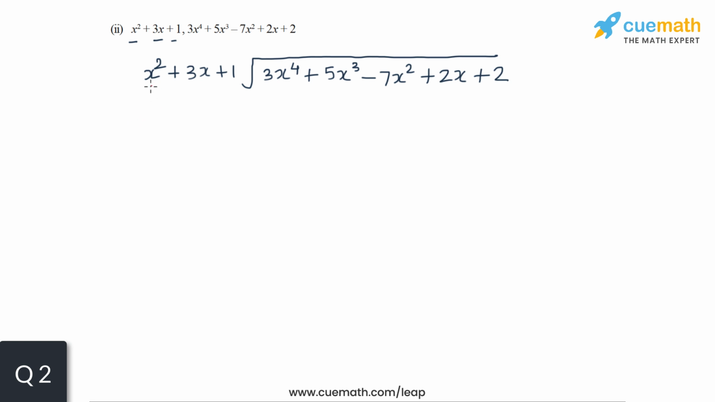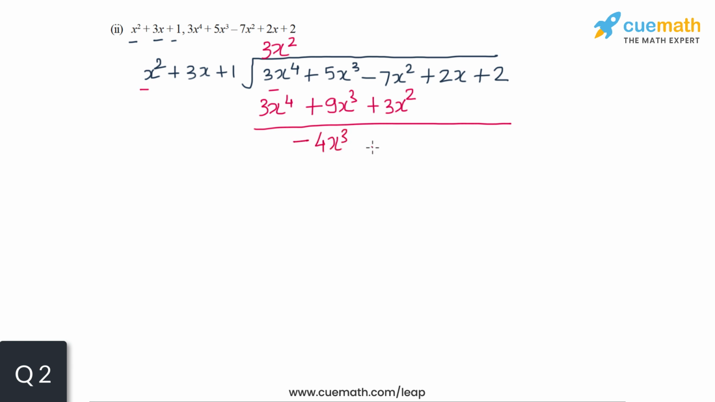Now let's start the long division process. So first we need a multiplier to turn x square into 3x to the 4. So that multiplier is 3x square, and this generates the terms 3x to the 4 plus 9x cube. So I write this here, 9x cube, and then 3x square. So we write this below, minus 7x square. Now we subtract this from the dividend, and what we get is minus 4x cube minus 10x square, and then we bring down the linear and constant terms 2x and plus 2.